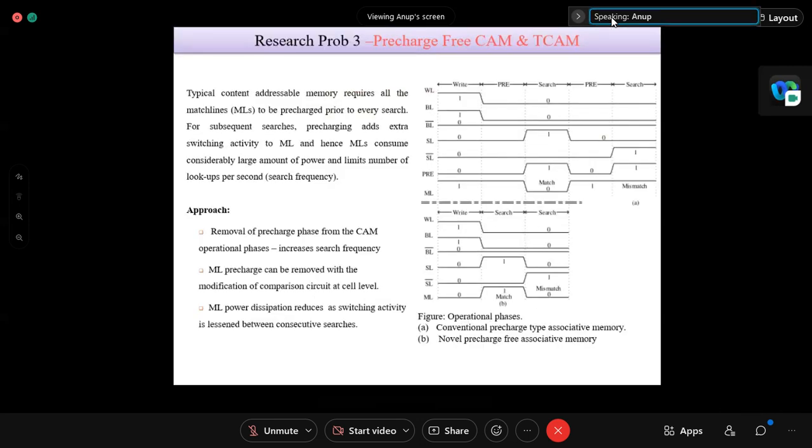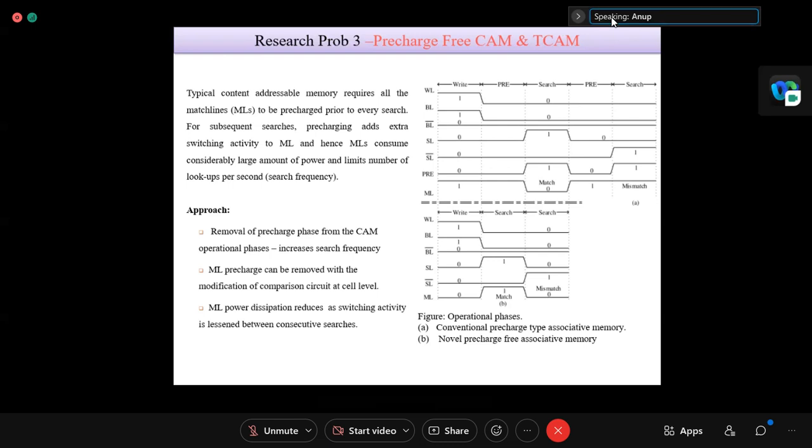Okay. Another research problem: precharge-free CAM. So what happens in CAM? ML means match line, and every time before a search operation we have to precharge. In the conventional design, every time we have to precharge, meaning match line 1 has to be precharged to 1, and then as per the logic, either it remains 1 or it becomes 0. So every time we have to precharge.